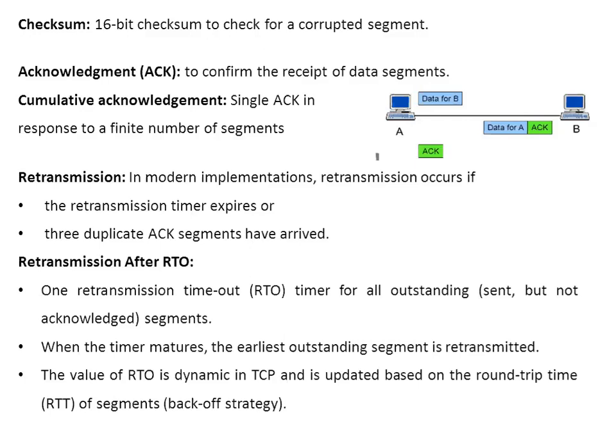The first is retransmission after RTO. RTO is retransmission timeout. As I said, for every sent segment, the sender starts a timer. And if it does not receive an acknowledgement within the expiration of the timer, then it will be retransmitting that segment. So that is called retransmission after RTO.